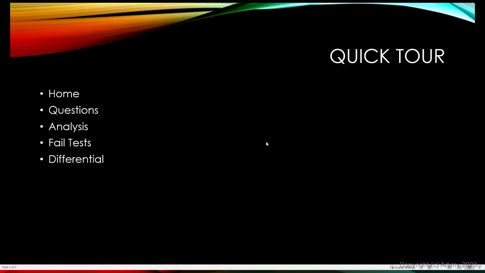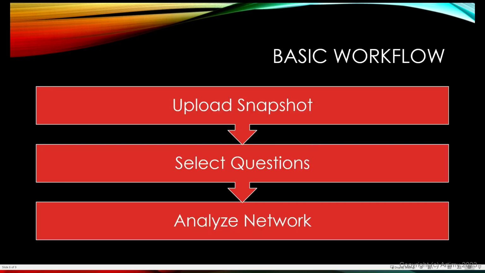So all of these are the things that we can do with BatQ. Okay, so the simple workflow for BatQ is to upload the snapshot, then select the questions, and then analyze the network. And you can go back and upload another snapshot or modify the question. So you can go back and forth between these three components. Also, you can optionally do failure tests or comparisons. So we're going to focus mostly in this demo on these three steps.